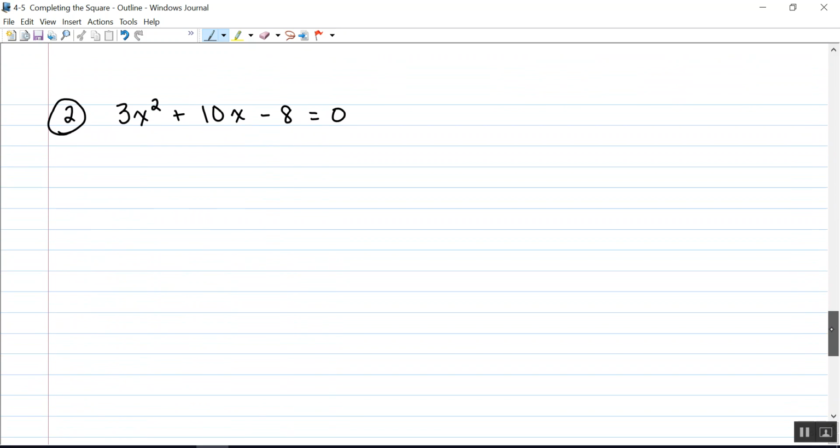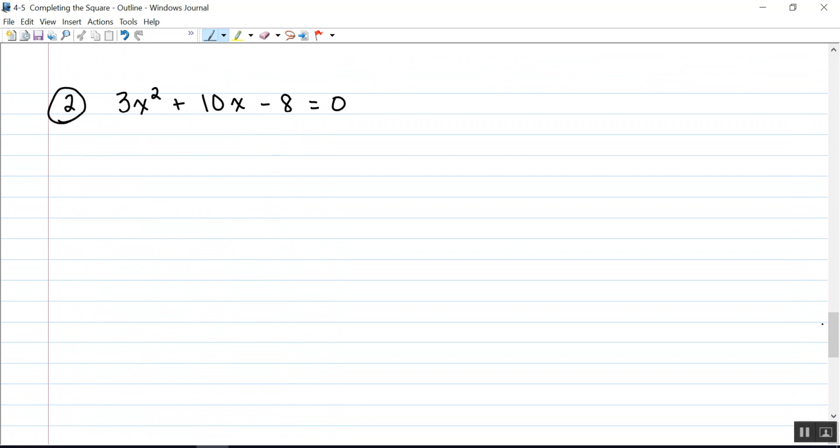Now our next example, 3x squared plus 10x minus 8 equals 0, is a little more complicated because completing the square only works when a is equal to 1. So in order to do that, I need to divide everything by 3. I have to start with x squared. So that's going to give me x squared plus 10 thirds x minus 8 thirds equals 0. Remember, 0 divided by anything is equal to 0. Okay, a little more complicated, but we can do this.